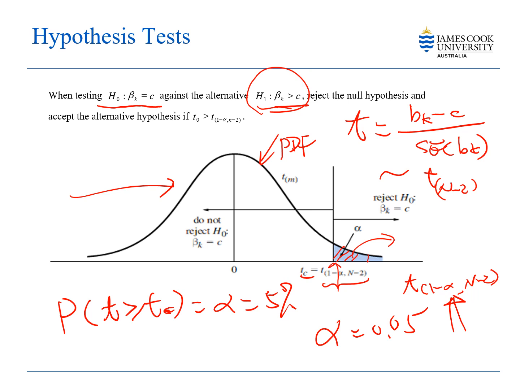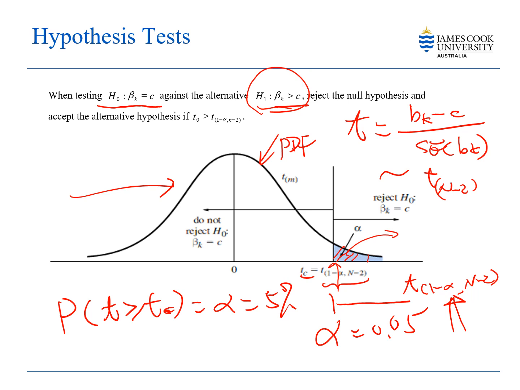And so clearly this region, bigger than tC, is the rejection region. If our computed value of the statistic is bigger than this tC, then we are going to reject the null hypothesis and accept the alternative.